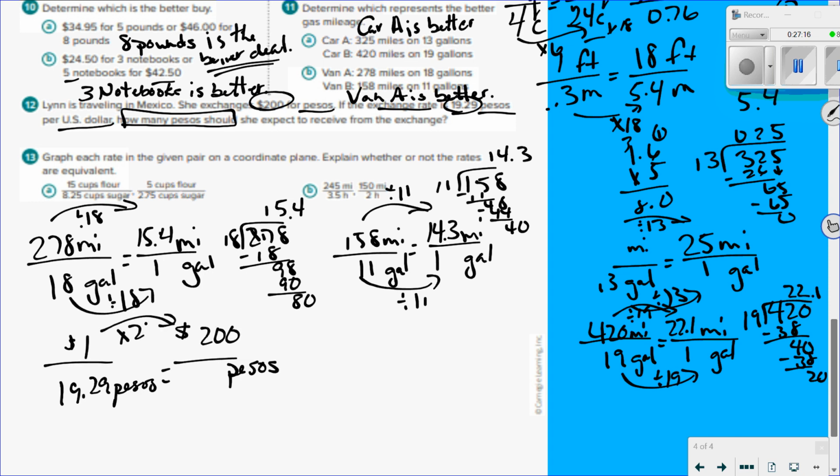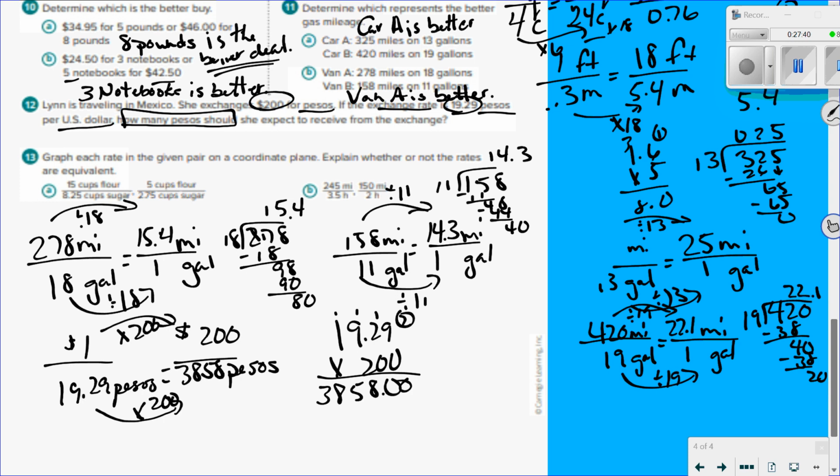So I'm just multiplying by 200. So 19.29 times 200. I have 2 decimal places, but ironically, I also have 2 zeros. This is going to work out well. 18, 15, 5, not 15, 18, 3. Put in my 2 decimals. So that is 3,858 pesos.